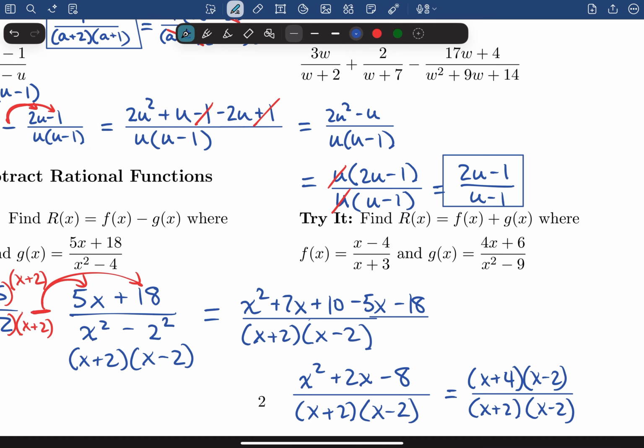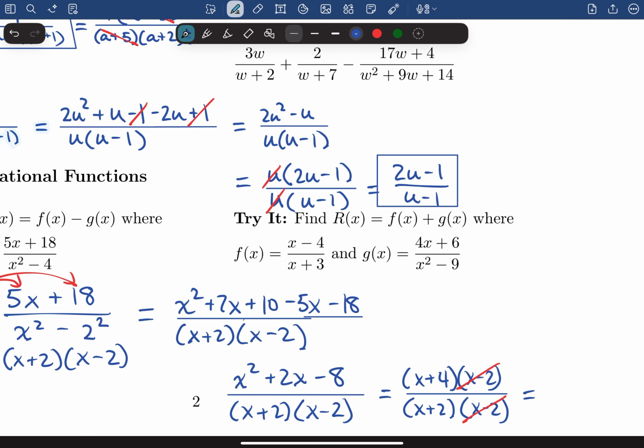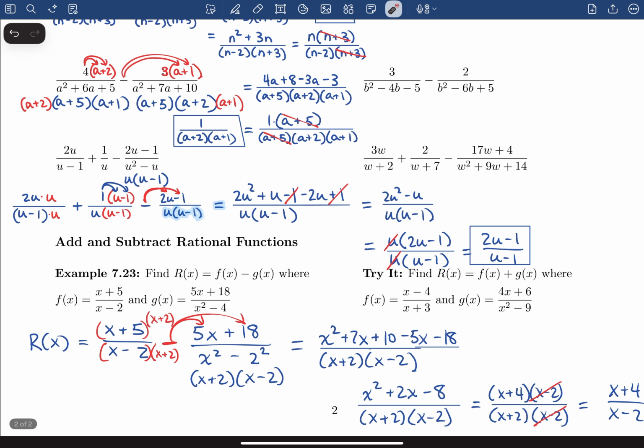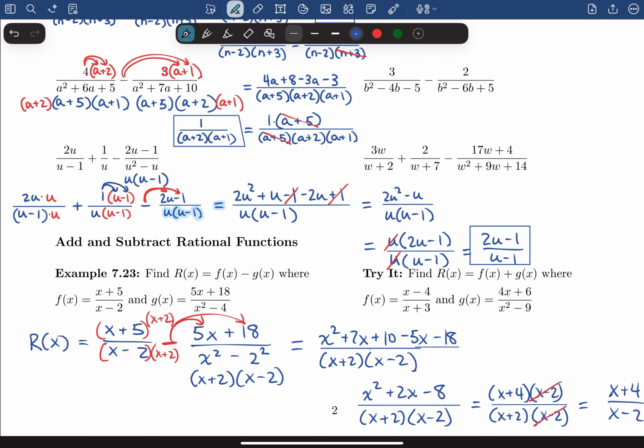And I see a common factor on top and bottom, so I get out my canceling pencil and I cancel them, and my final result is x plus 4 divided by x minus 2. That's what the r of x function is. Remember, we were trying to find originally the r of x function, and we've simplified it and made it look very, very nice and compact. It's just the factor x plus 4 on top and the factor x minus 2 on bottom. And that makes me feel really good.